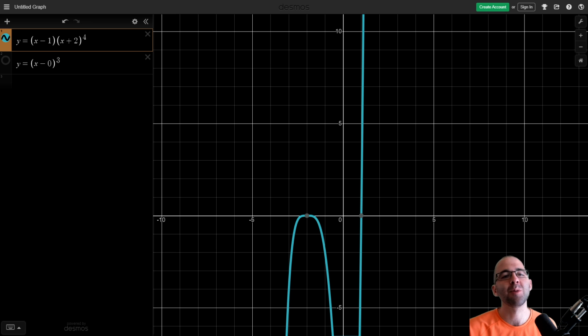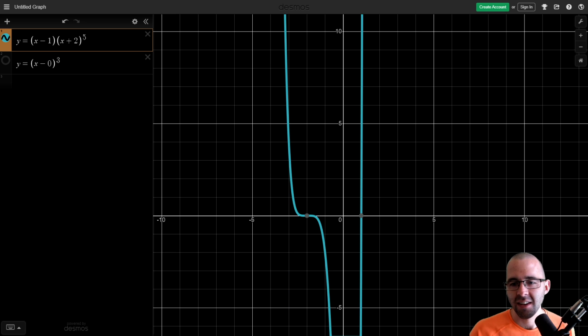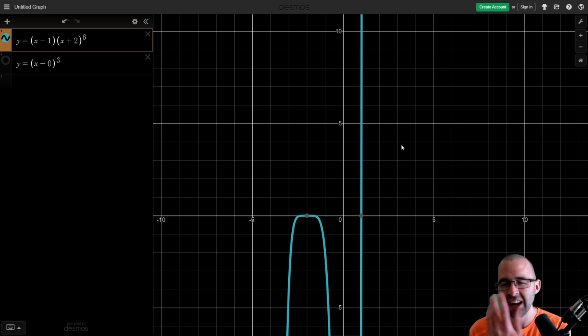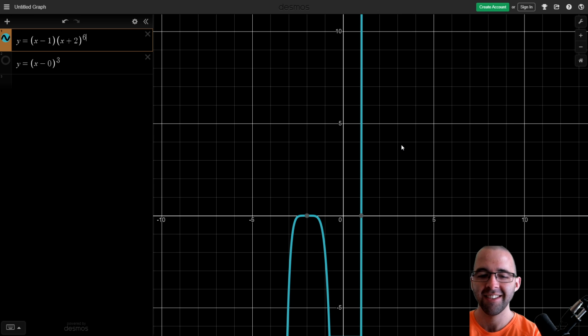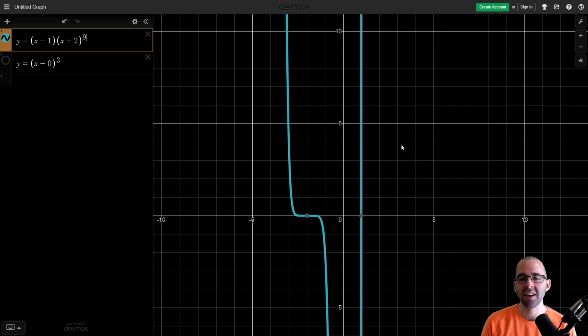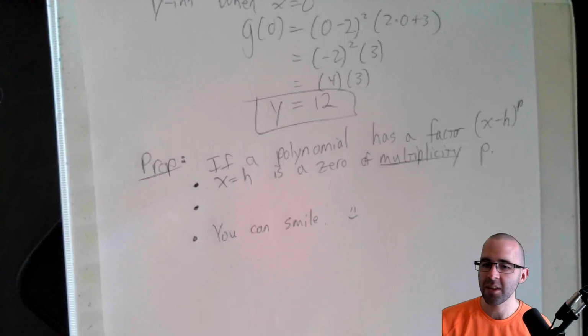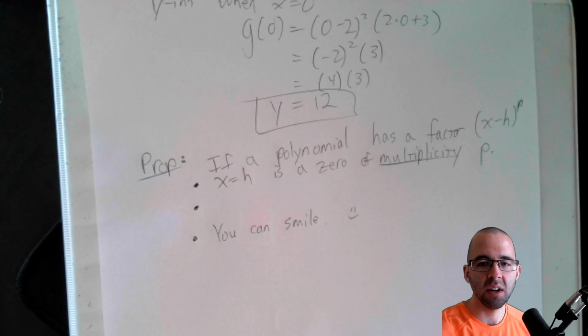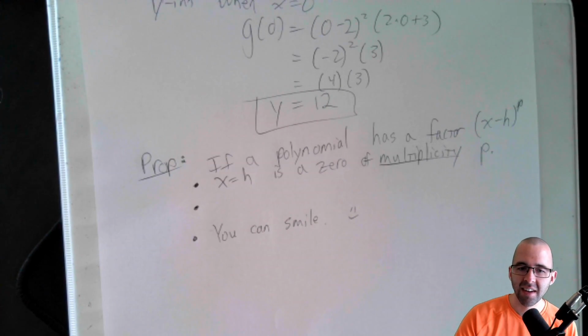So again, what about multiplicity 5? Well, it kind of just looks like a flatter cubic function. Multiplicity 6, just like a flatter quadratic. Okay, this is boring. We get the idea. 7, kind of like a cubic function, just flatter. 8, kind of like a parabola, just flatter. 9, yep. It's flatter and flatter the more multiplicity you get. So let's add that to our property. That is the sequel. That is part 2 of the property.